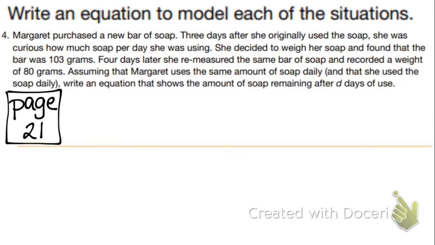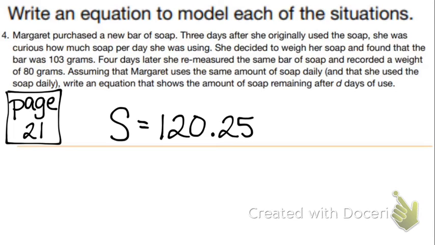Yours was probably the hardest, but you guys did a great job talking through that. So talk to me about what your final equation was. It was S equals 120.25 minus 5.75 times d. How in the world did you come up with those numbers? I don't see those numbers anywhere in this problem. Had to find them all. So explain to me how you guys found those numbers.